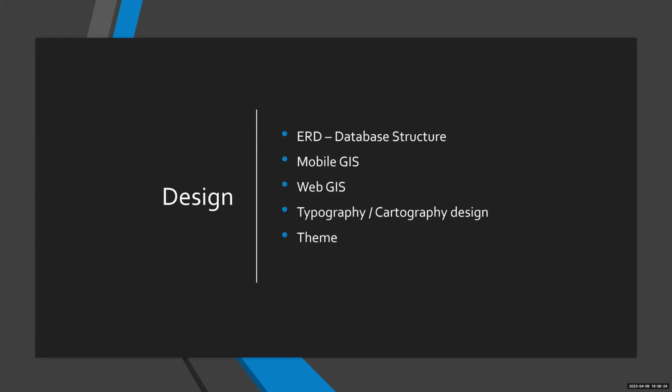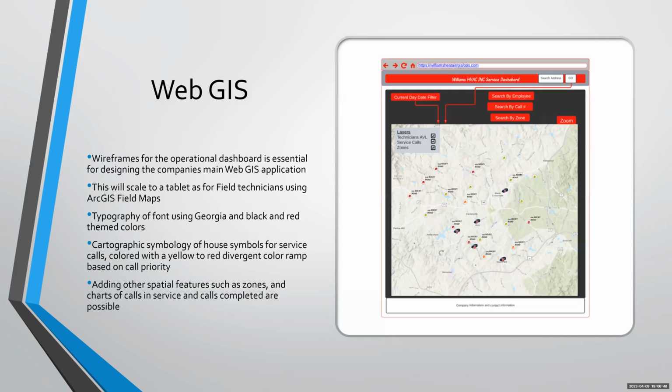The design, in order to implement it, we need to build out the ERD, which is for the database structure, the mobile GIS, what is involved with that, the web GIS, the wireframes, how we want the styling of all the applications to be, with the typography and cartographic symbology we want to use, and then the themes itself that fit the brand of the company. The colors off the company's website tend to be more red, black, and white. So that was the brand theme I stuck with.